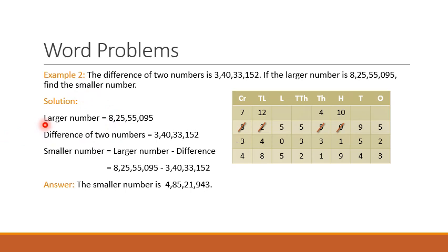So here, let's see the solution. The larger number is 8 crore 25,55,095. The difference of the two numbers is 3,40,33,152. So the smaller number is equal to the larger number minus the difference. So again, write the given numbers in their respective columns and start subtracting from the rightmost column.